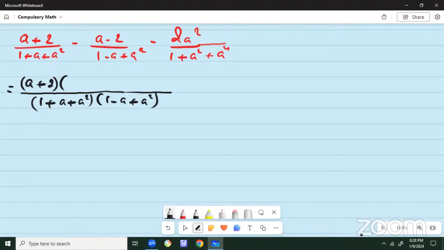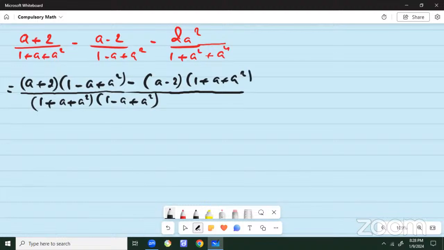1 minus a plus a square, very good. That's great. Minus a minus 2, 1 plus a plus a square minus twice a square. Now, what we have to do is, if we have a plus b, a minus b, then we could instantly put it in the form of a square minus b square. But here it's a little bit difficult.